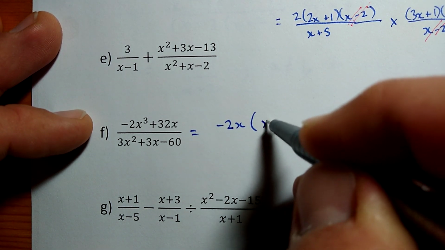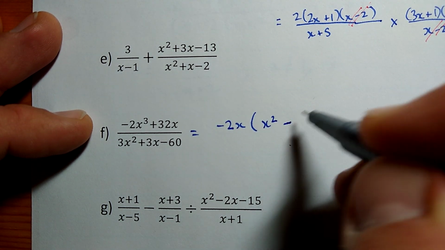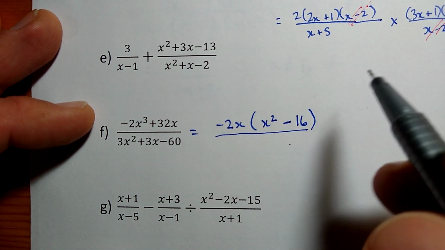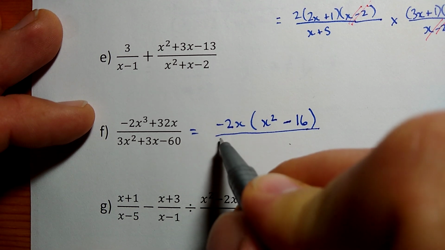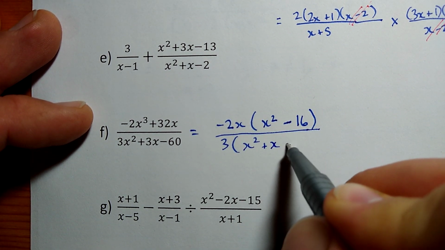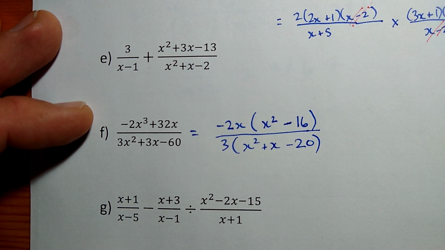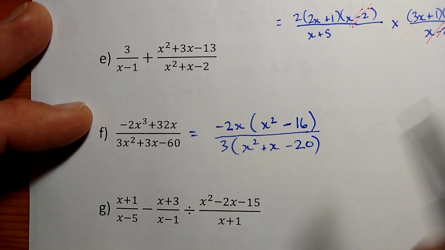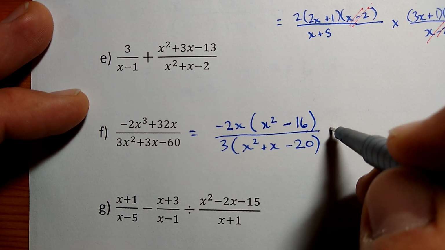We will be left with x squared and then a minus 16. Ooh, that's very nice. That looks like a difference of squares to me. We've already seen one of those. On the bottom, we take out 3. We're left with x squared plus x minus 20. Now that feels like a big number, but that middle number is so small, we're going to end up with 4 and 5 here in just a second.